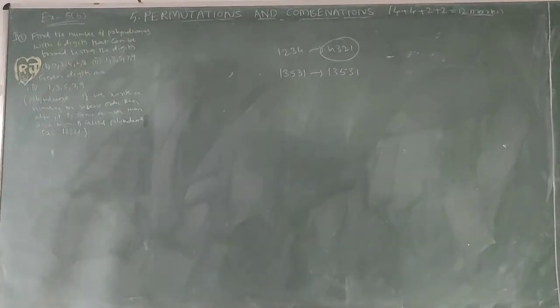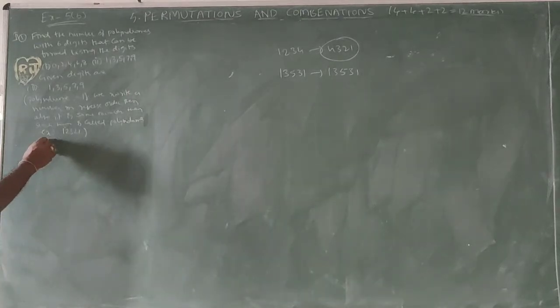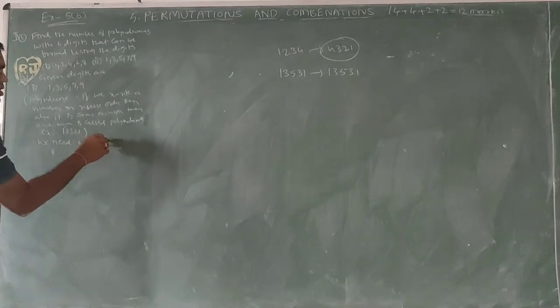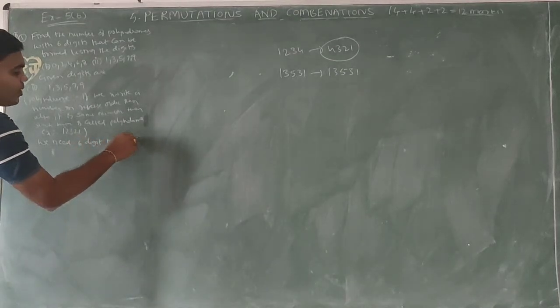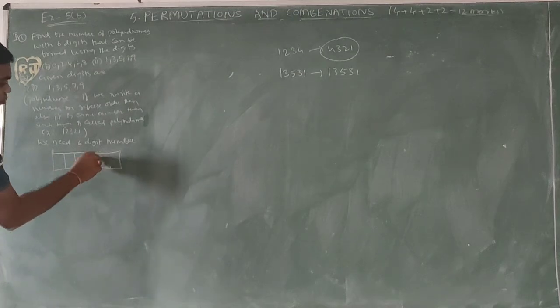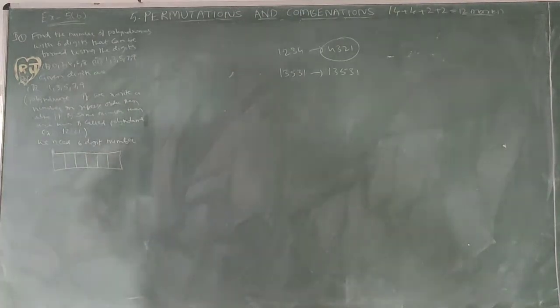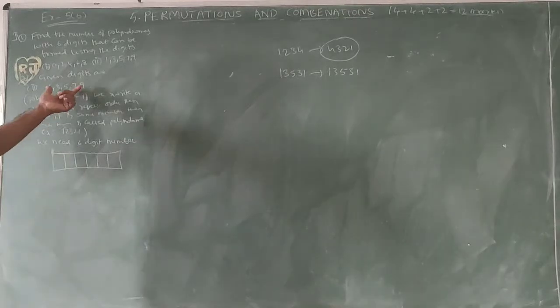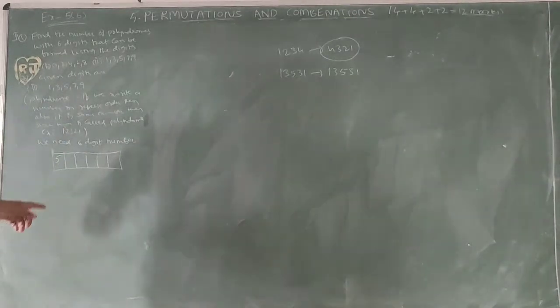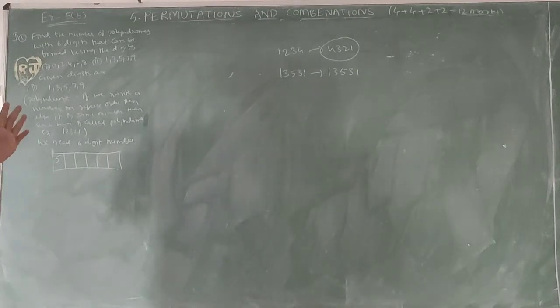Okay, now how many digits do we need? 6 digits. We need a 6 digit number. So how many digits are there here? 5. I have 5 choices here.